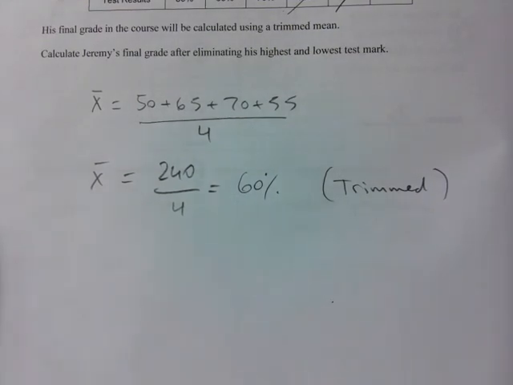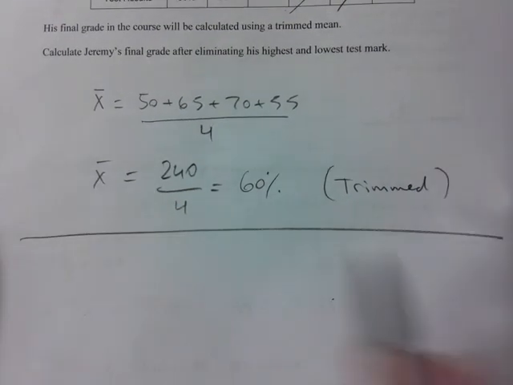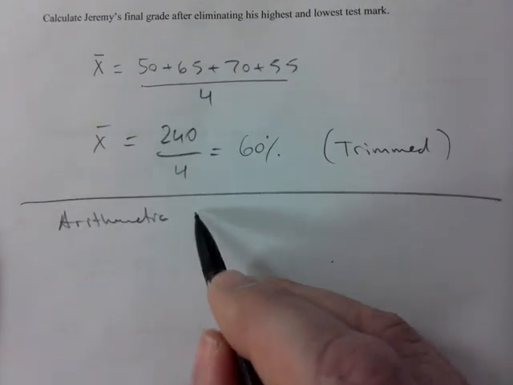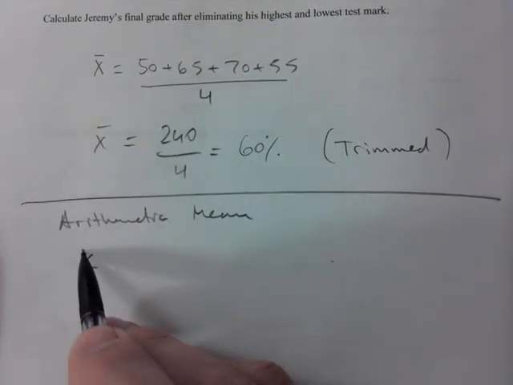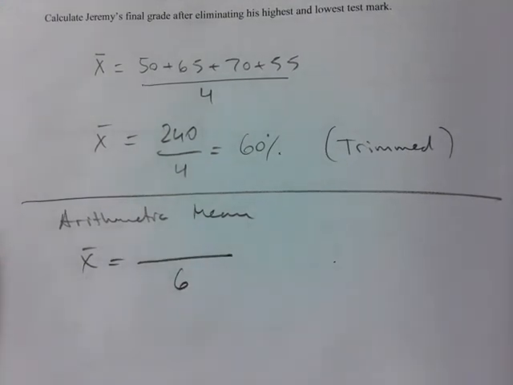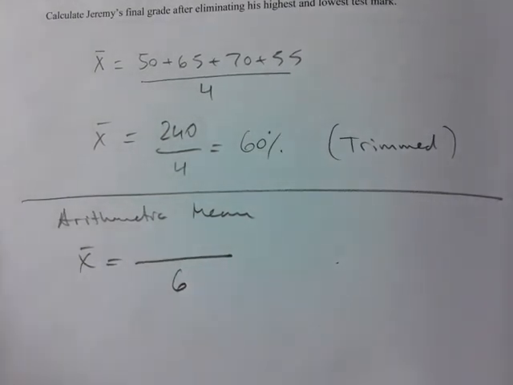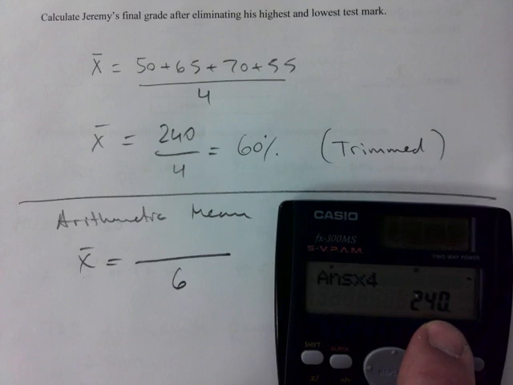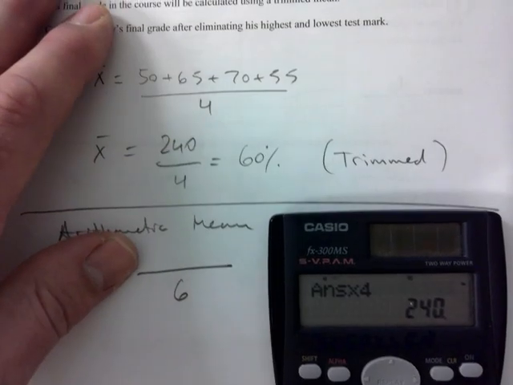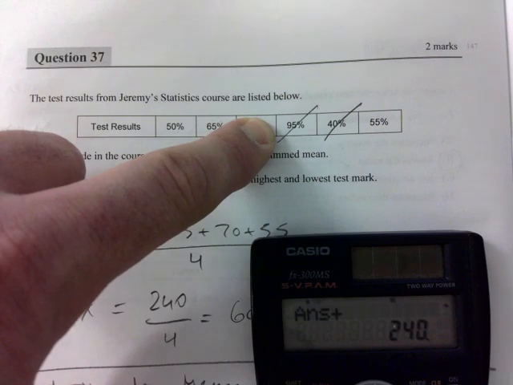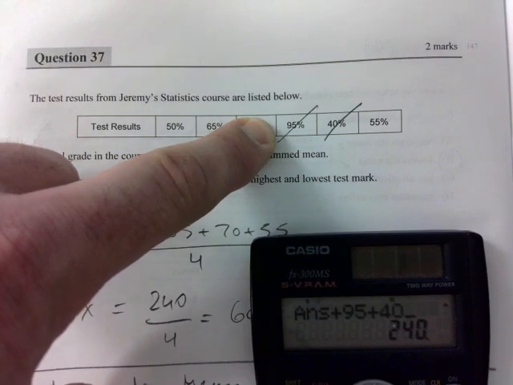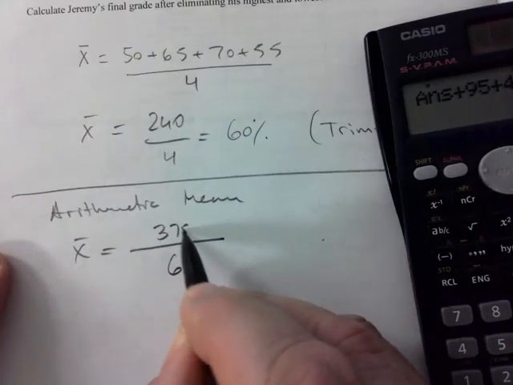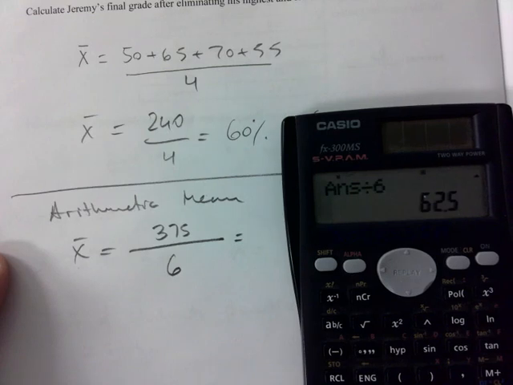What if you did the arithmetic mean? I'm just going to do it on the side. Arithmetic mean. Sorry, it looks like a doctor's note, I know. We would have 6 numbers, correct? Would I include all of them? Watch my trick to help save me time. So 240 is what I had when I removed two values. I'm just gonna go back up, add 95, add 40. So that's 375, correct? So we're gonna go 375 divided by 6. That's 62 and a half.